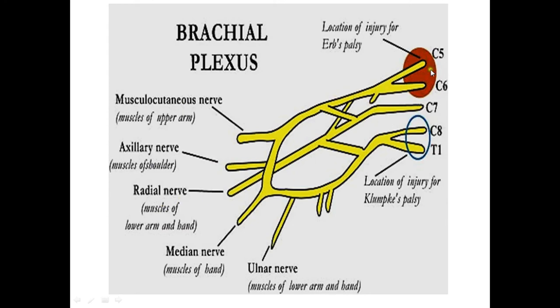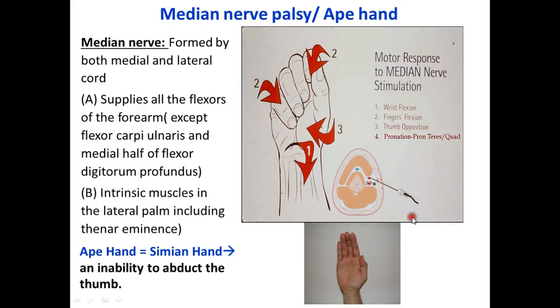Then the Erb's point, when it becomes damaged, all the function of these muscles becomes damaged, and that is C8 to T1, the Klumpke's point, the location for the injury of Klumpke's palsy, because Klumpke's palsies occur at the lower level over here.